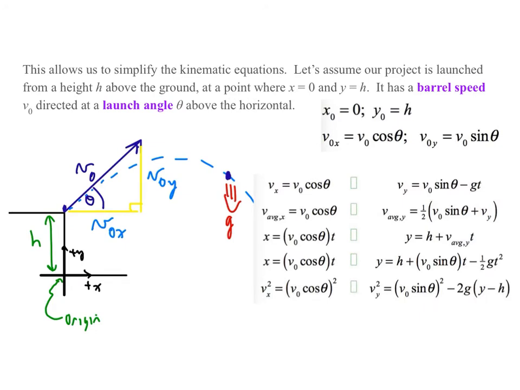Let's assume the projectile is launched from a height h above the ground at a point where x equals 0 and y equals h. It has a barrel speed v0 directed at a launch angle of theta above the horizontal. We get the picture as shown. And then all of our equations become, when we substitute things in, the following. Notice how remarkably redundant a lot of these equations are, because these two are, of course, the same equation.